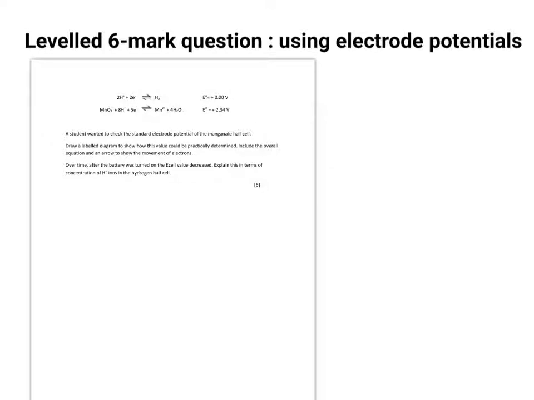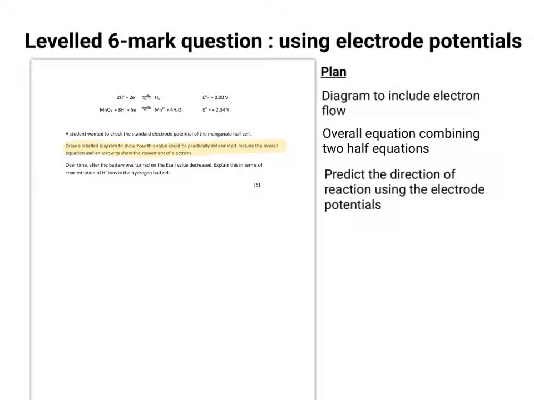Hello and welcome to this clip going through the electrode potentials A-level question. As always, every A-level question requires a plan before you start, so you can think about what you're going to put. To think about your plan, you have to look at the question and decide what it's asking you to do. That means putting a diagram in including electron flow, putting an overall equation in, combining the two half equations that you're given, and using the electrode potentials to predict the direction of reaction, which will also help you decide which direction the electrons will flow in.